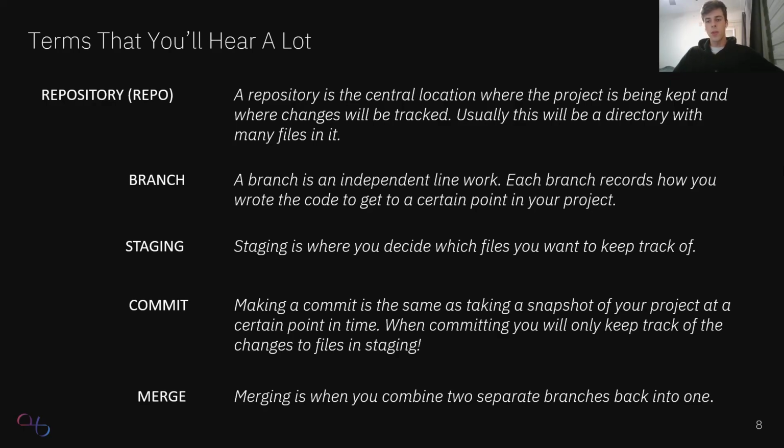A commit, we can think of that as the same thing as taking that snapshot of your project. This is analogous to when you were making that copy of your directory in our bad source control system. A commit is this moment in time we are freezing in our history. And merging is when you combine two separate branches, two separate lines of work, back into one.